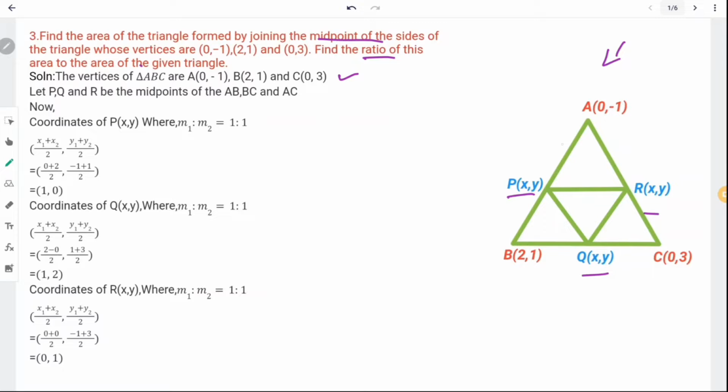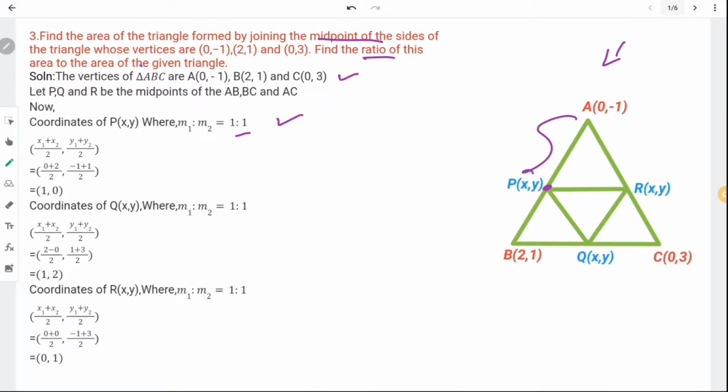And remember, the question already said midpoints. All right, midpoints. So the ratio m1 to m2 will be 1:1. When we take BC, the ratio will be 1:1, and then AC, 1:1. All right, the ratio will be 1:1. Okay, now let's start with finding the coordinates of P first. Once again, the ratio will be 1:1, right in the middle.